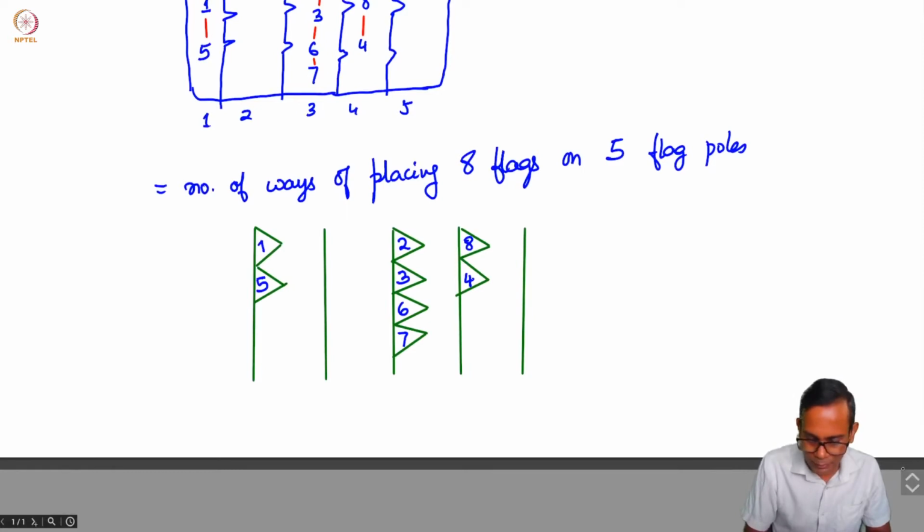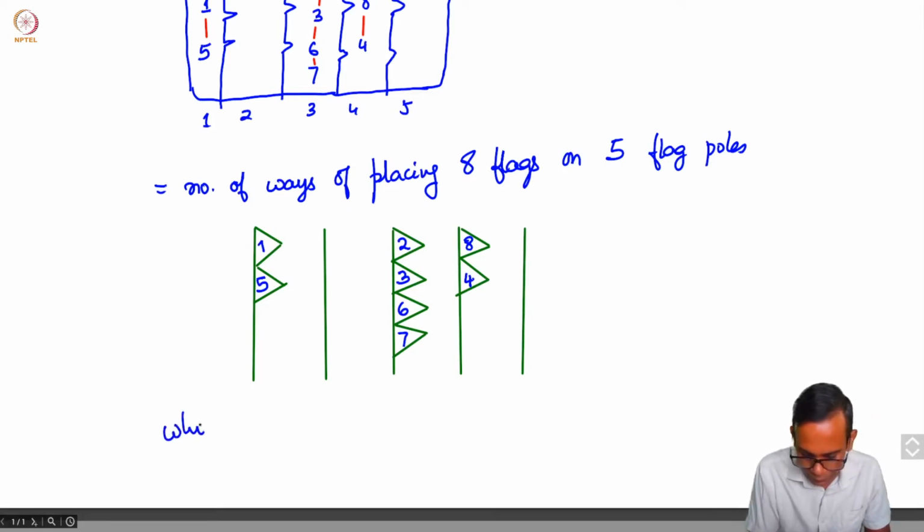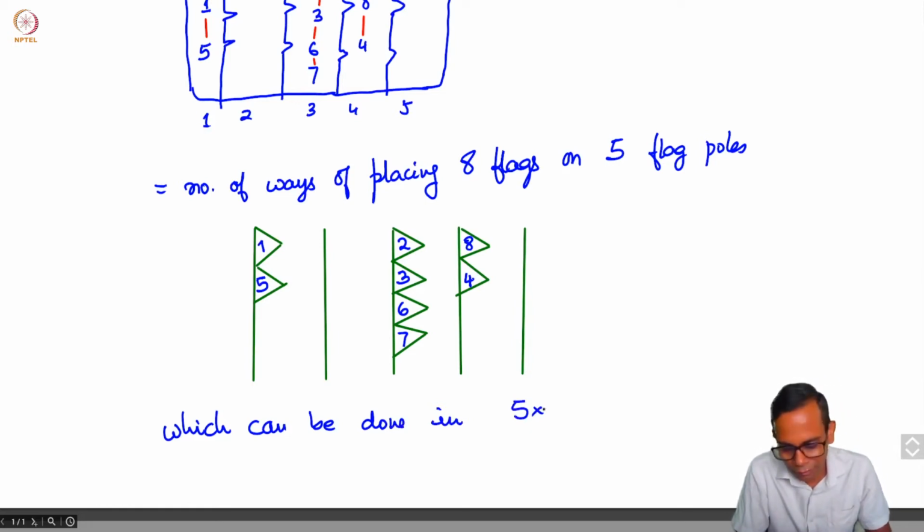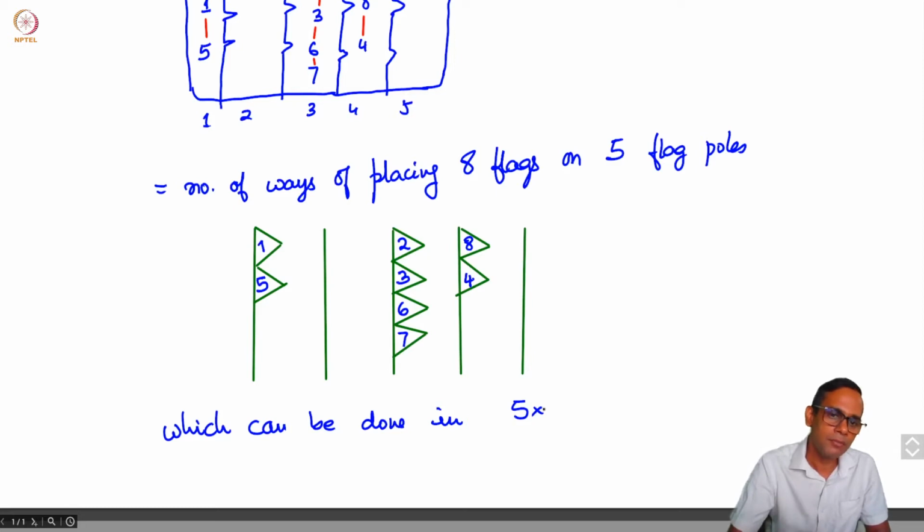And how many ways can this be done? Well, for the first flag I had 5 choices. I could have put it in any one of the 5 flagpoles. But for the second flag I have actually 6 choices, because I can put it on any of the 5 flagpoles, but if I put it on the first flagpole where the first flag is, then I can either put it above or below the existing flag on that flagpole. So I get 5 into 6.